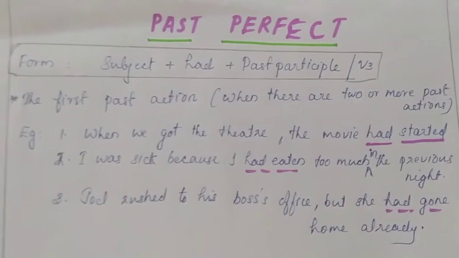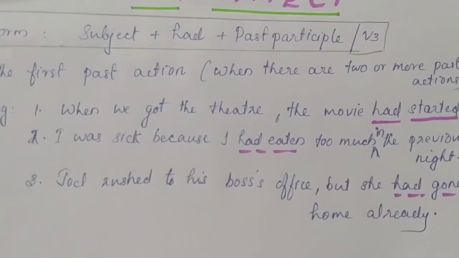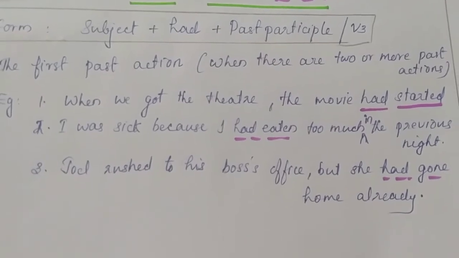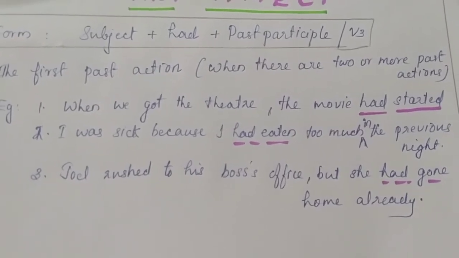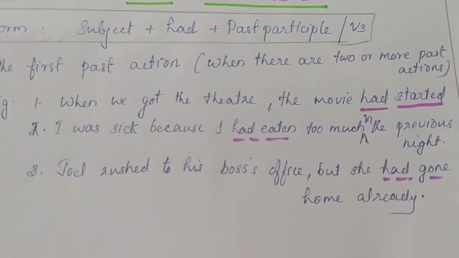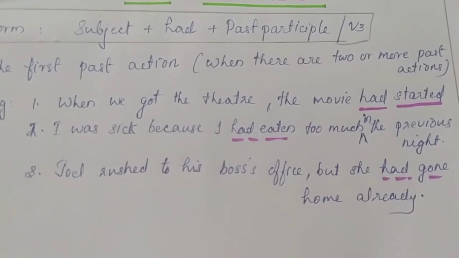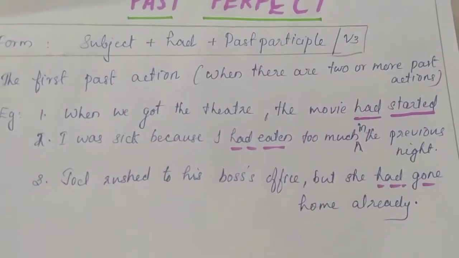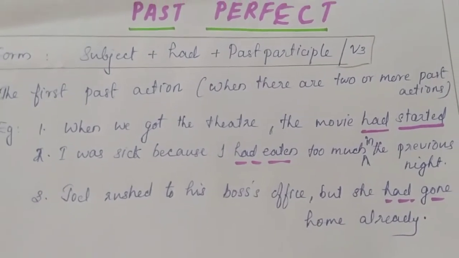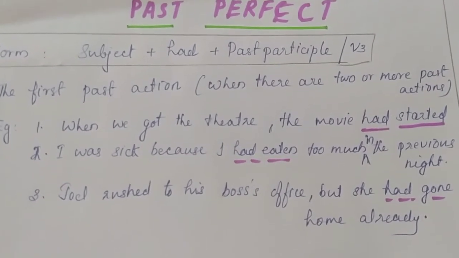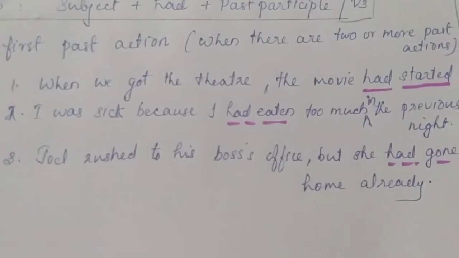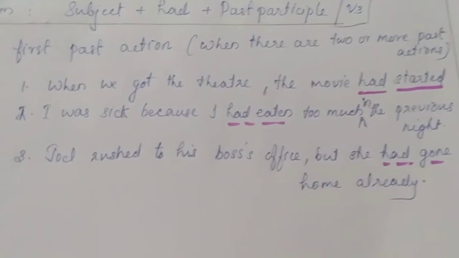See this example. When we got to the theatre, the movie had started. Two actions are here. We got to the theatre, the movie had started. Can you say which action happened first? Yes, the movie had started. The movie started, that is the first action. That action we have to write in the past perfect tense. Clear?